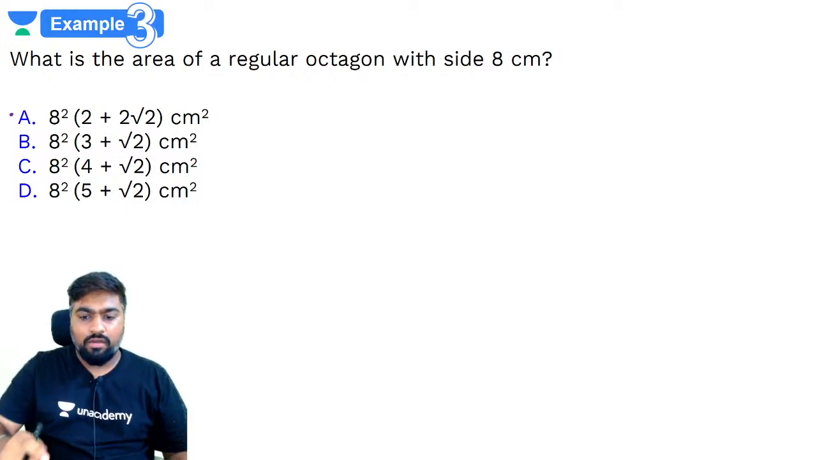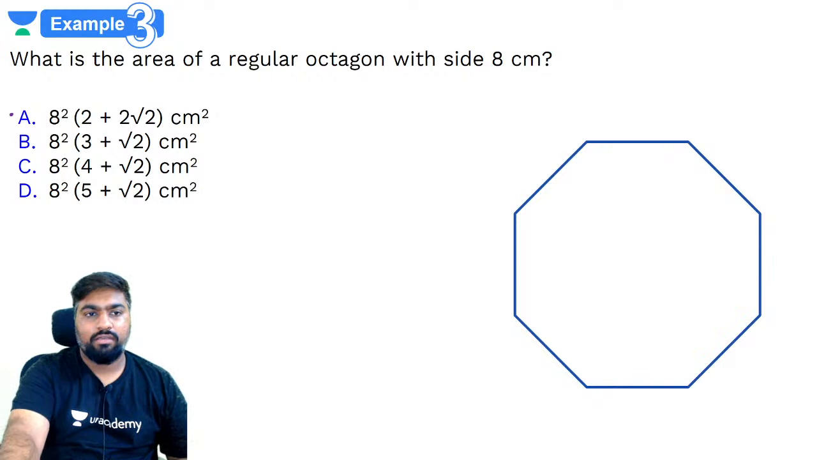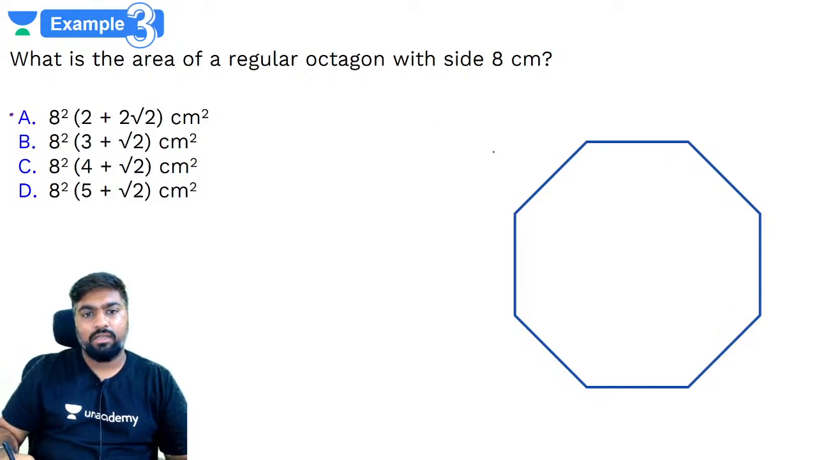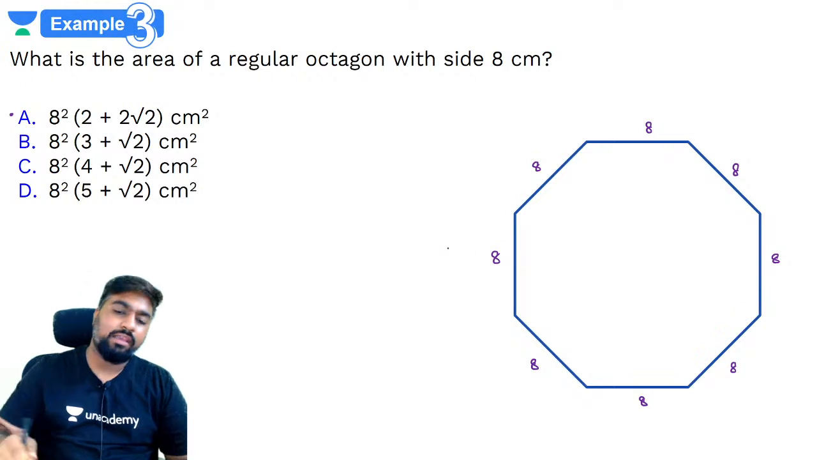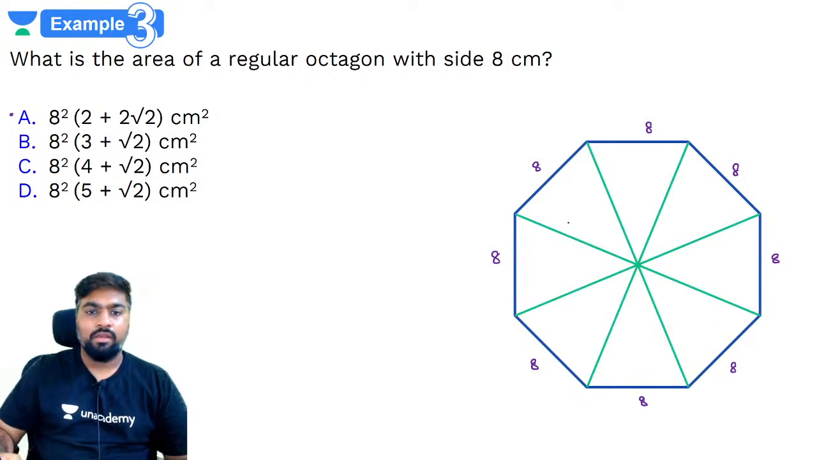So for a regular octagon, you have a regular octagon, all the sides are equal, and they are saying all the sides are equal to 8 centimeter each. Okay. Now for you to get the area of this, you can split them, but what kind of angles will they be? What type of triangles will there be? Will these be equilateral triangles? Can you guys tell me if these will be equilateral triangles?